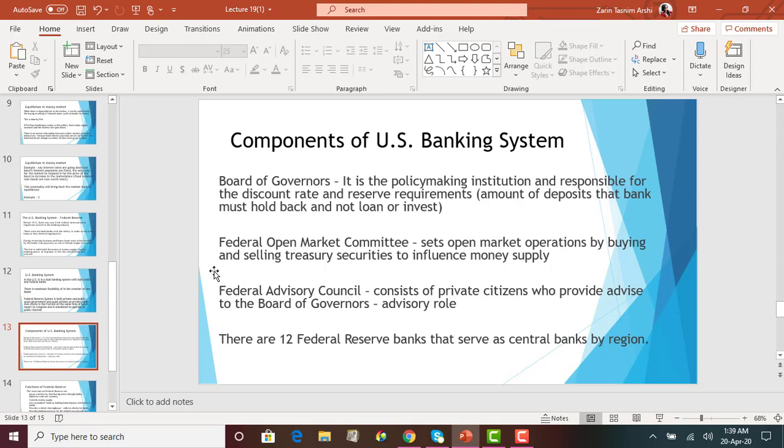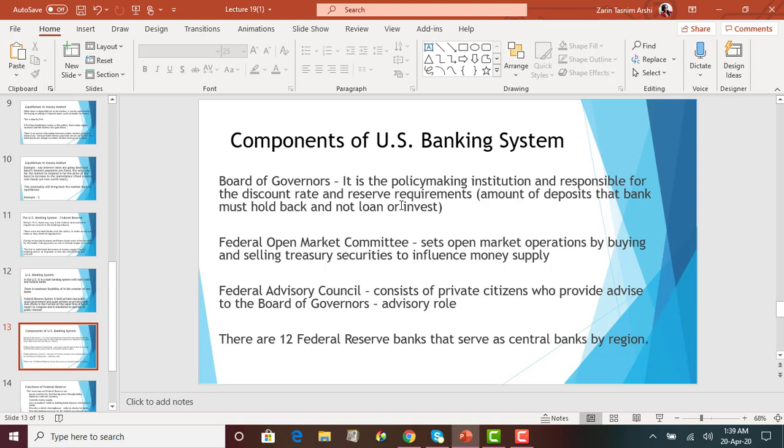So maybe you need to increase the money supply and lower the interest rate. So they basically advise the Board of Governors, who control the discount rate and reserve requirements. When we look at it nationally, there are 12 Federal Reserve Banks. There is one in Dallas, so Texas has one of the Federal Reserve banks.